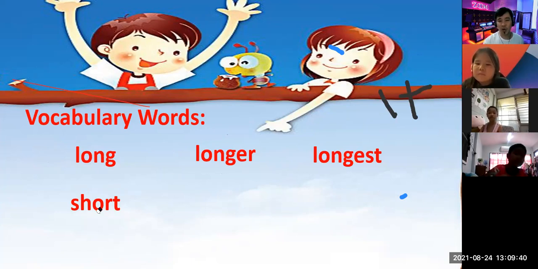How about the word short? Short means san, shorter is sankwa. Okay, short means san. Thank you, just short, because san.